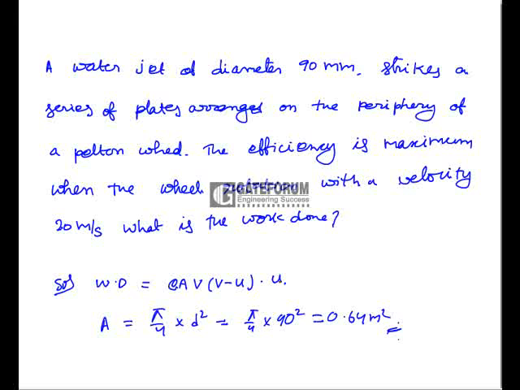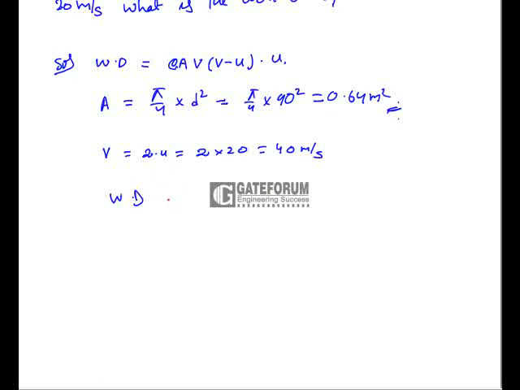Now we have to find the velocity of the jet; the velocity of the wheel is already given as 20 meter per second when the efficiency is maximum. For maximum efficiency, the velocity of the jet is equal to 2 times the velocity of the wheel, so 2 into 20, which is equal to 40 meter per second. Now the work done by the wheel is equal to 1000 into the area of the jet, 0.64, into 40 into (40 minus 20) into 20, which is equal to 10.24 megawatts. So the right answer is 10.24 megawatts.